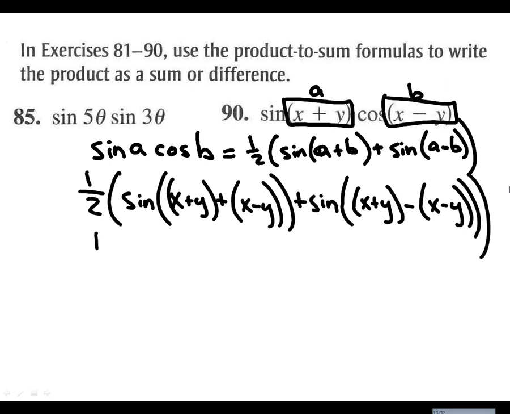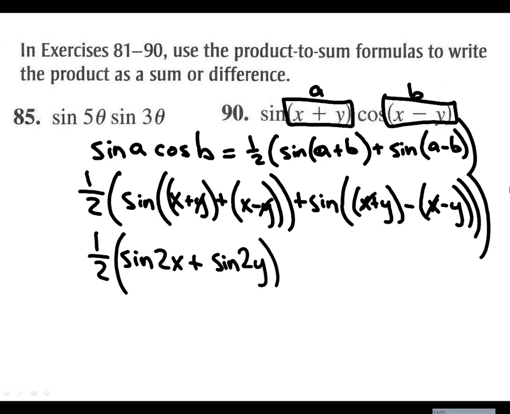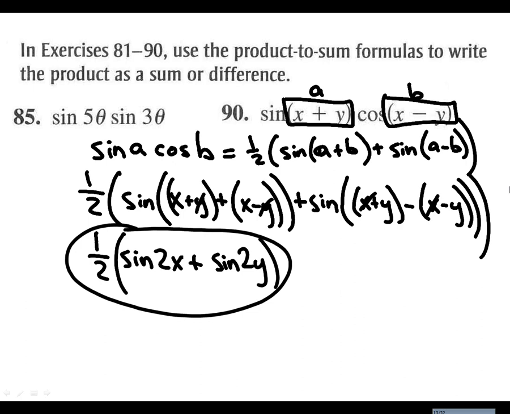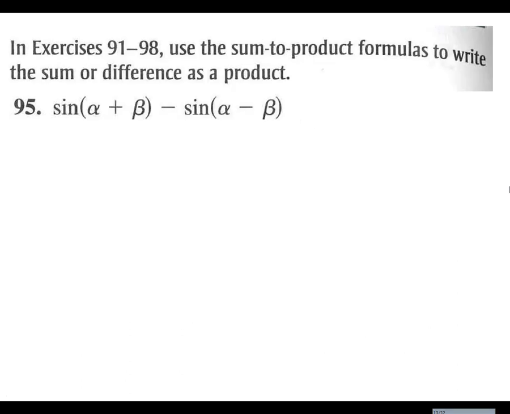All right, so let's clean this up. 1/2 sine (x plus x, the y's cancel) sine of 2x plus sine (x minus x, y plus y) 2y. And so it's going to be our final answer. We've cleaned everything up. And it says, write it as a sum or a difference. We've written it as a sum. There's a plus in the middle there. So we know we're done.